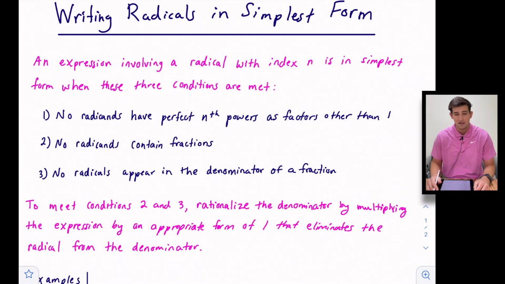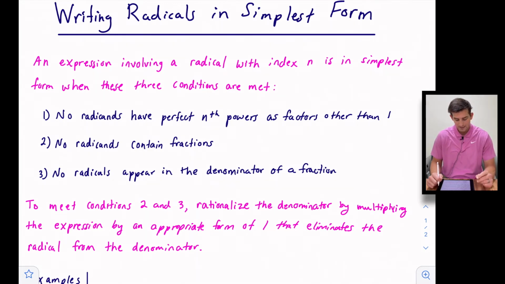In this video, we're going to talk about how we can write radicals in simplest form. So at the top it says an expression involving a radical with index n is in simplest form when these three conditions are met. This is kind of our checklist here. We need to meet all three of these conditions.